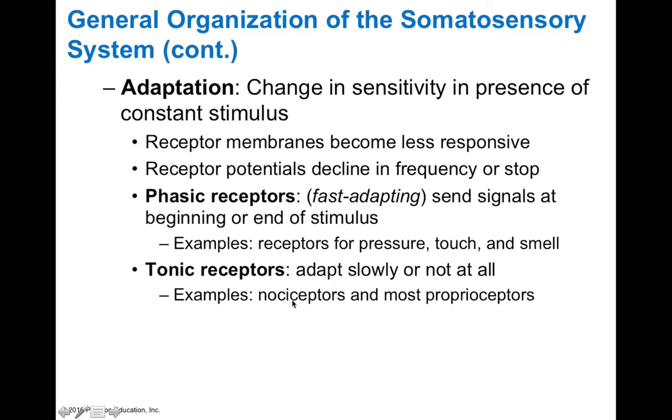And an example of this would be like nociceptors and proprioceptors. So for pain and body position, these receptors are always sensitive to stimuli and they don't change how they respond. That differs from phasic because these receptors actually do change how they respond, and this means that they can become less sensitive over time.